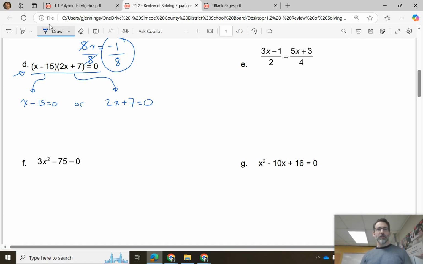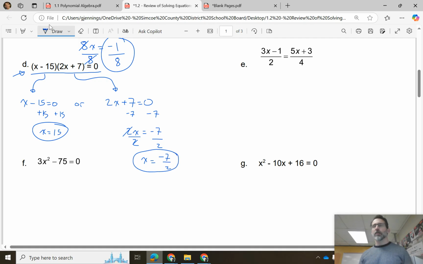So now we just solve these 2. This one I just add 15 to both sides, so x equals 15. That's one solution. Over here, we're going to do it in this order. Subtract 7: 2x equals negative 7, and we divide. Cancels, cancels. x equals negative 7 on 2. Negative 7 halves, negative 3.5, same difference. Okay, so those are those.